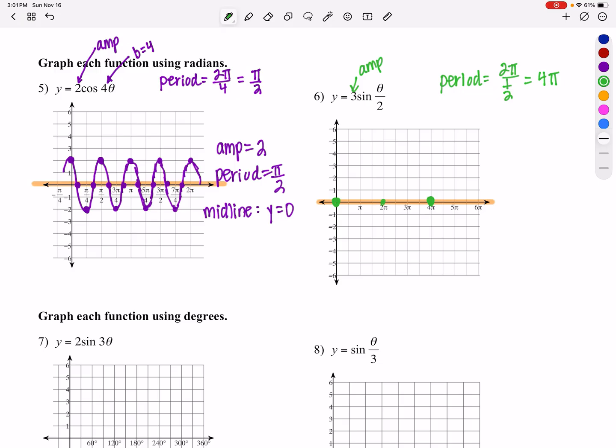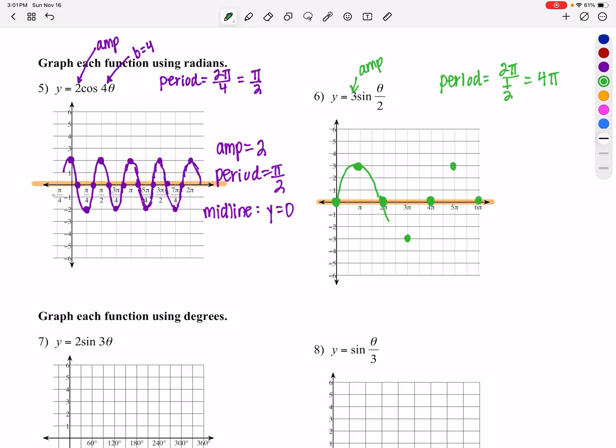And then halfway between 0 and 4 pi, the graph will be at the midline. Halfway between the midlines, we're at a maximum of 3 units above the midline. And halfway between the next two midlines, we are at a minimum of 3 units below the midline. I'm going to continue that pattern with my points.